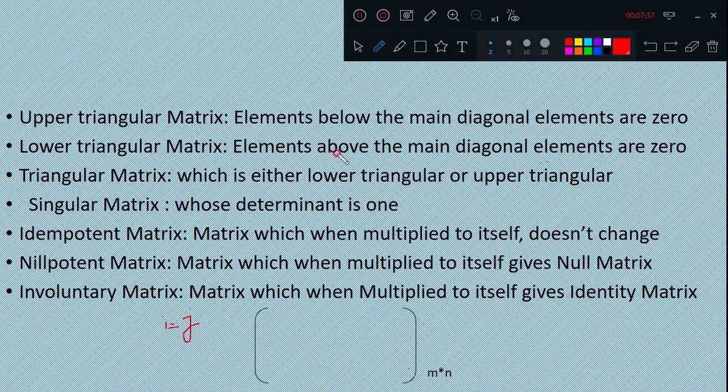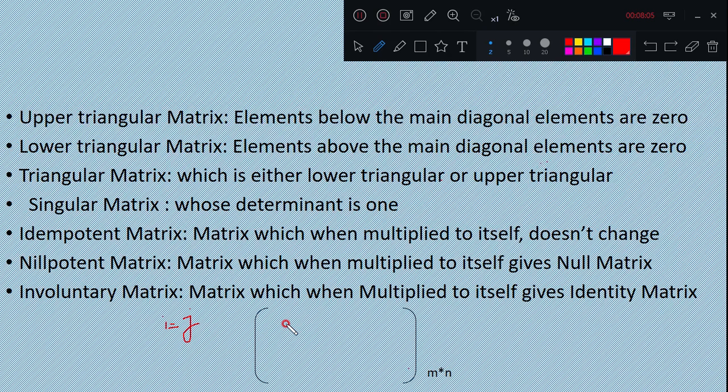Now when the elements below the main diagonal are 0, it's termed the upper triangular matrix. And when the elements above the main diagonal are 0, it's termed the lower triangular matrix. Now, what about a triangular matrix? It is one which is either a lower triangular matrix or an upper triangular matrix.